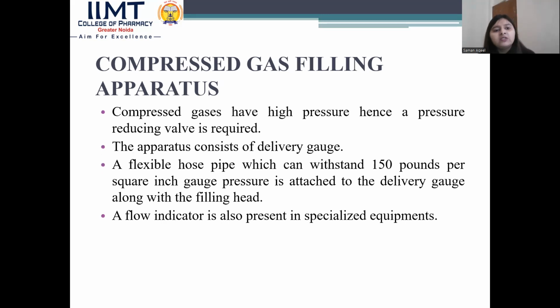Now, the third and the last one is the compressed gas filling apparatus. Compressed gases have high pressure, hence a pressure reducing valve is required. The apparatus consists of a delivery gauge. A flexible hose pipe, that is a rubber pipe, which can withstand 150 pounds per square inch gauge pressure, is attached to the delivery gauge along with the filling head. A flow indicator is also present in specialized equipment. So these were the three methods or apparatus by which manufacturing of aerosols can be done.